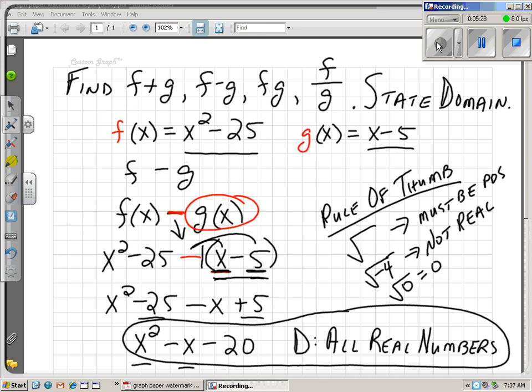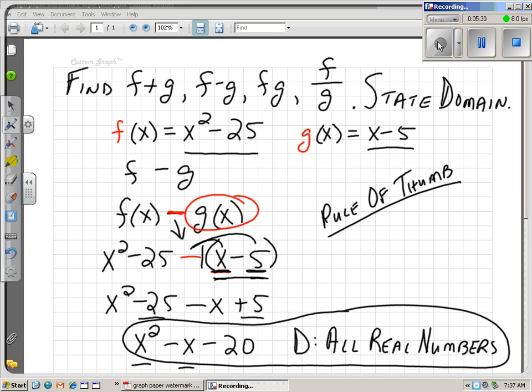Another thing to look for is denominators. If I have something like 1 over x, well, x cannot be 0. So that's another thing you have to watch out for, is x in the denominator. So just a good rule of thumb, look for square roots, look for denominators, look for anything weird. But an expression like x squared minus x minus 20, a simple expression like that, you can put any number in for x. So our domain is all real numbers.